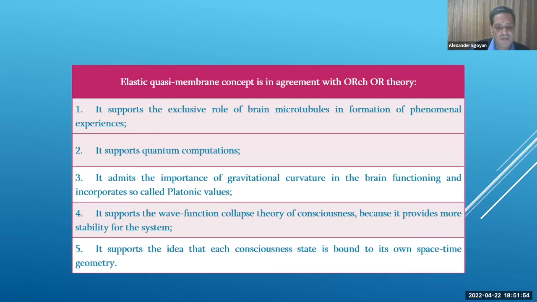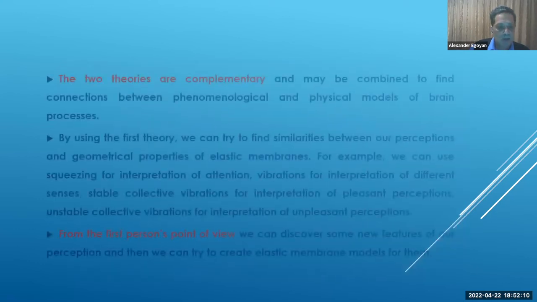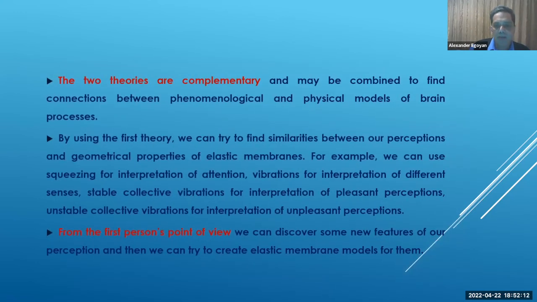It supports the wave function collapse theory of consciousness because it provides more stability for the system. It supports the idea that each consciousness state is bound to its own space-time geometry. The two theories are complementary and may be combined to find connections between phenomenological and physical models of brain processes.